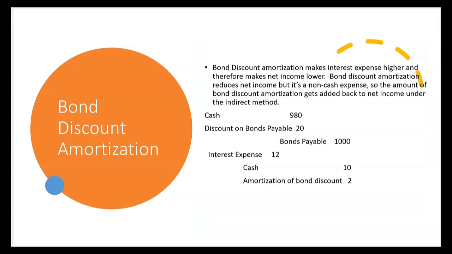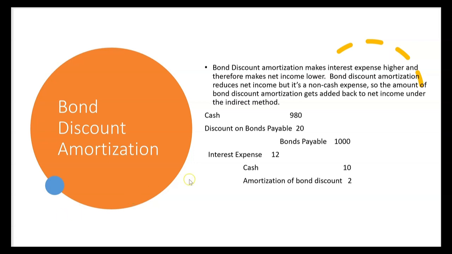All right, what else gets added back to net income under the indirect method? Bond discount amortization. Why? Because bond discount amortization makes interest expense higher. And therefore, as interest expense goes up, net income goes down. Bond discount amortization reduces net income, but it's a non-cash expense. So the amount of bond discount amortization gets added back to net income under the indirect method.